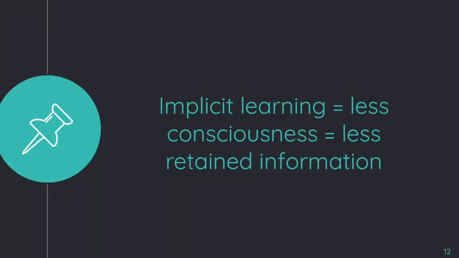Similar to subliminal learning, implicit learning results in a lack of information actually learned because it is taught while the subject is unconsciously learning. Opposed to this, explicit learning, which is conscious learning, results in more retained information and correct grammar in terms of language learning.